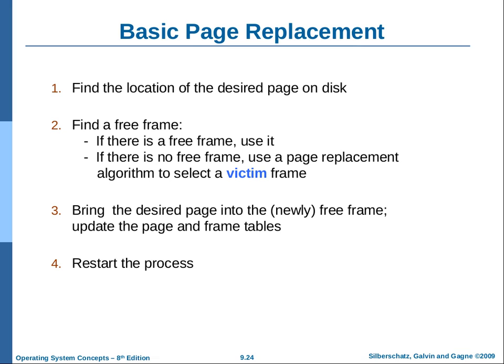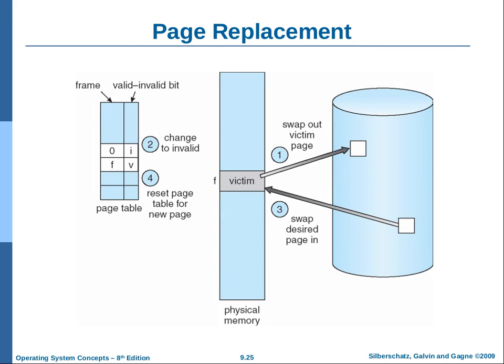So, basic page replacement. Find a free frame. If there's a free frame, use it. If there's not, select a victim. Place the desired page into the newly free frame. Update the page tables, writing the victim out to disk if you need to, and then restart the process.